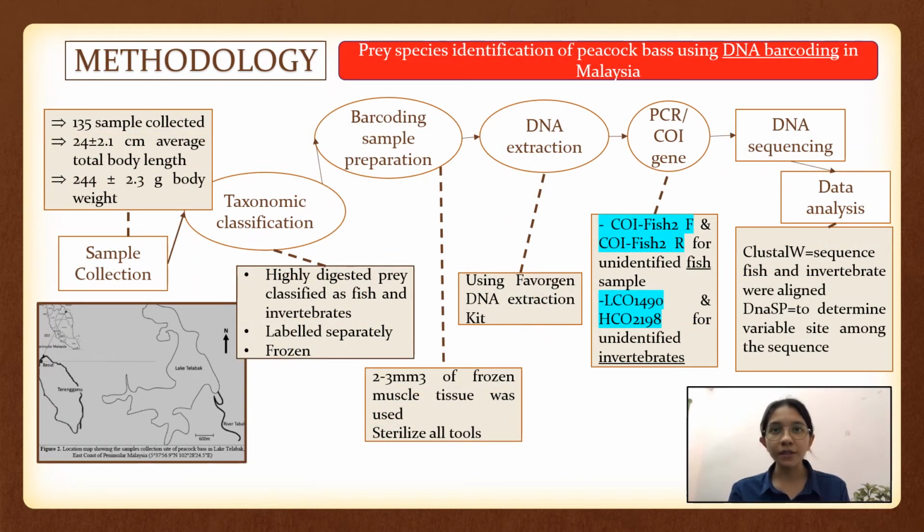The next method is using DNA barcoding to identify prey species, which also starts from sample collection. Second is taxonomic classification. Third is preparation of the barcoding sample. Fourth is the extraction of DNA. Fifth is amplification using the CO1 gene, where the primers used to identify fish are CO1 fish forward and reverse, while unidentified invertebrates use LCO1490 and HCO2198 primers. Then the PCR result undergoes DNA sequencing, and the sequences obtained are analyzed using Clustal W.